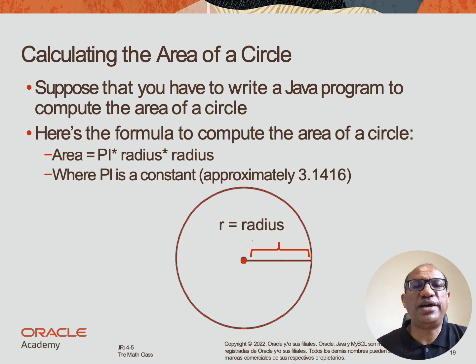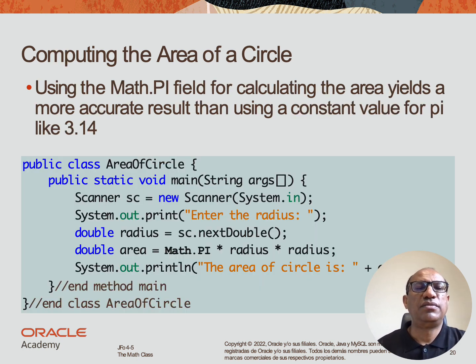Let's use that to compute the area of a circle. The formula is what? Area equals pi times r squared. With Math.PI, the code becomes double area equals Math.PI times radius squared. And here is a full example, so much cleaner and more accurate than hard coding 3.14.